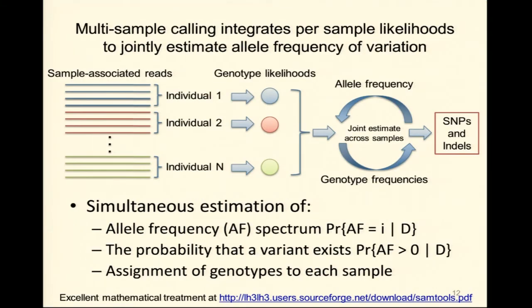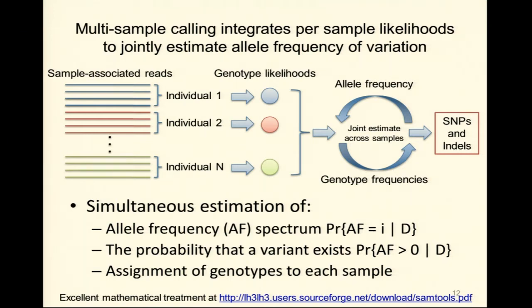Now, the way that multisample calling works for both SNPs and indels is that once you have your likelihoods for each individual, be it likelihoods for the SNPs or for the indels, we compute the joint estimate of the allele frequency, or rather the allele count, across all of the samples. The allele frequency spectrum, which is defined as just the probability that a particular allele count is equal to i given the data, is computed mathematically by this recursive formula. If people are interested, there's a link here to a paper that Heng Li wrote about how to do this.